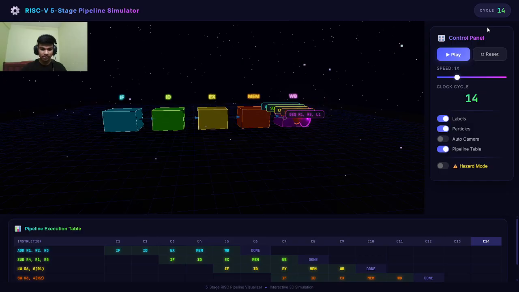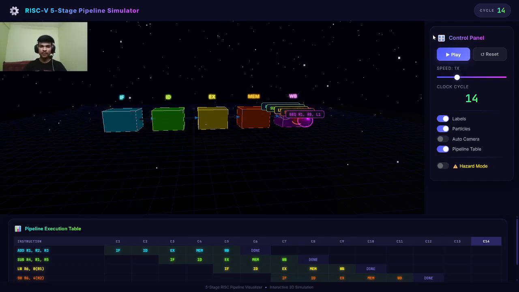Now I will pause the animation, which is already paused. In this pipeline, the total number of cycles is 14. This is calculated as number of instructions plus number of stages minus 1. It is the general formula you can use for all instructions. So here there are 10 instructions plus 4, that is equal to 14 cycles. The first instruction takes 5 cycles, and after that each instruction completes in 1 cycle.